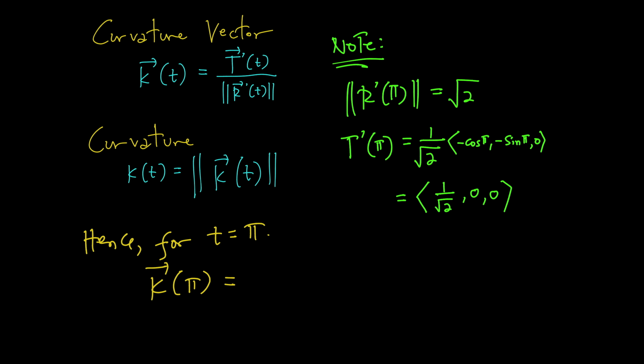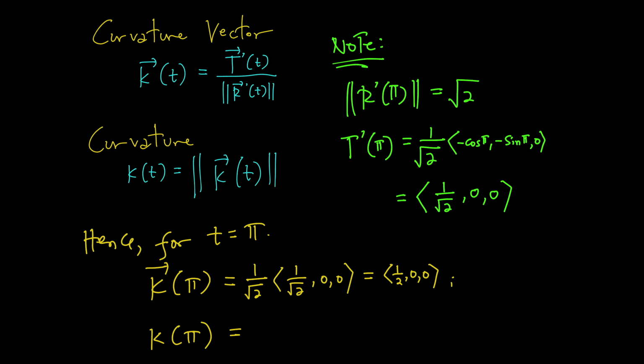So at t equals pi, you simply divide these two values, and this gives us this vector divided by square root of 2. So you have 1 over square root of 2 for the magnitude of r prime of pi, times the vector. Hence, this simplifies to the vector 1 half, 0, 0. If you take its magnitude, this gives us the curvature value, k of pi equal to 1 half. And that's how you obtain this curvature vector and its curvature.